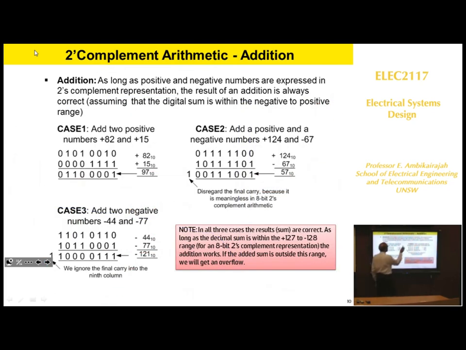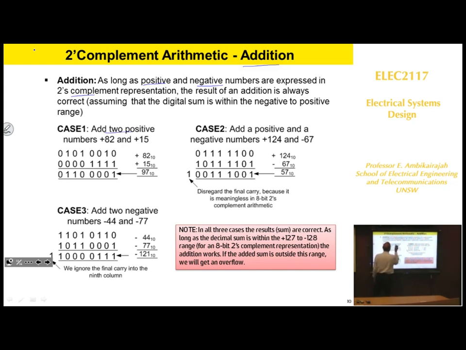Now 2's complement arithmetic, addition. Let's look at the addition of 2's complement. As long as positive and negative numbers are expressed in 2's complement representation, the result of addition is always correct. Unless there's a range problem, we'll come back to that.